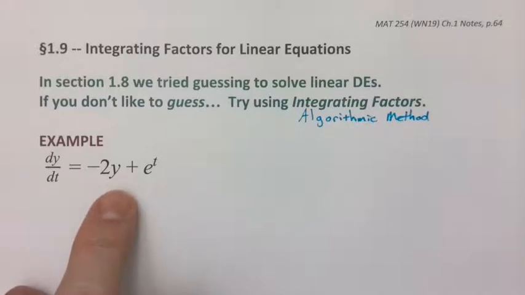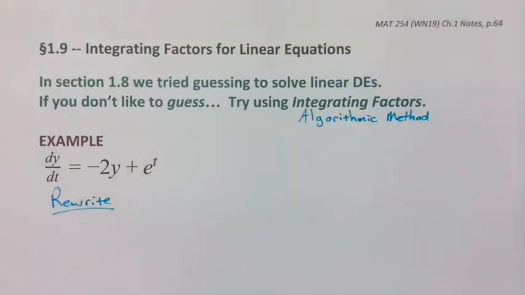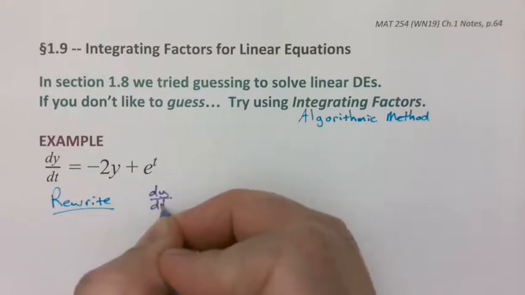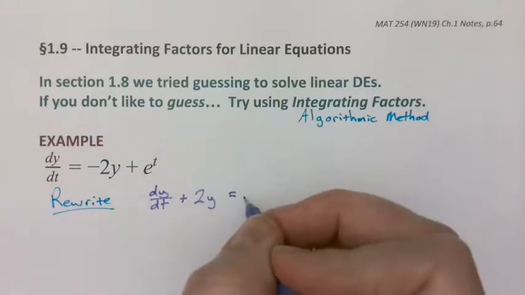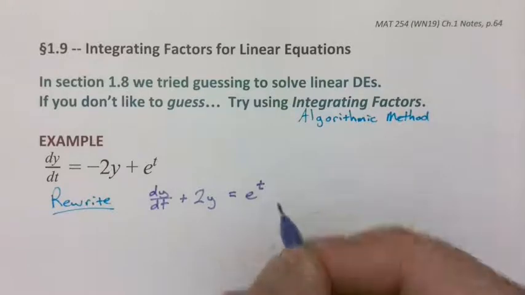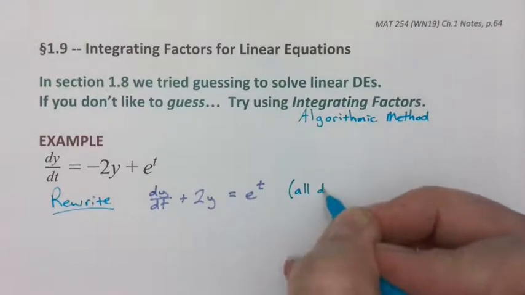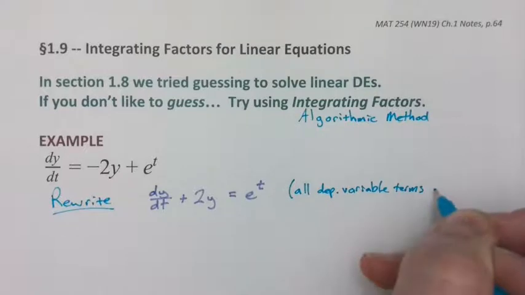You'll notice that it's a differential equation in terms of y as our dependent variable and t is our independent variable. The first thing we're going to do is rewrite. You'll note that I'm making some notes off to the side of what I'm doing. My first step is to rewrite it and move all of my y terms to the other side, very similar to what we've done in the past with the lucky guess method. We write all dependent variable terms on the left.